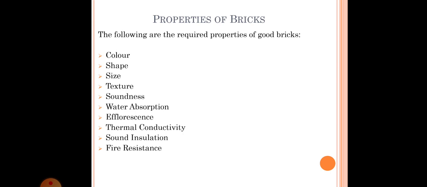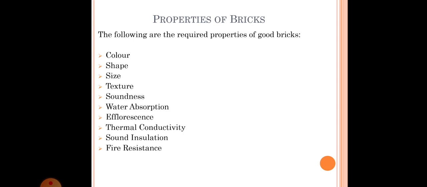So the next property, that is water absorption. Water absorption means after immersing the brick in water for say 24 hours, the absorption should not be more than 20% by weight. That is, firstly you have to weigh the bricks, the dry weight of the brick has to be taken. Then the brick has to be immersed in water for say about 24 hours. After that, due to the absorption of water, the weight of the brick would have increased. So this increase in weight should not be more than 20%. So that is also one desirable property.